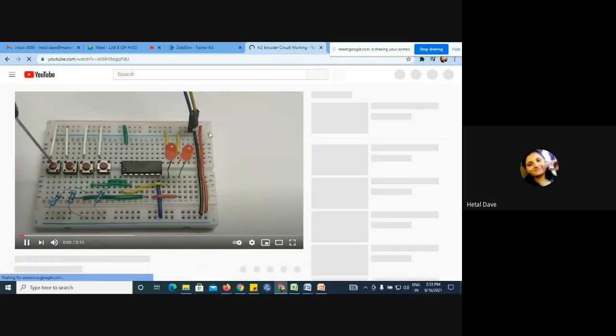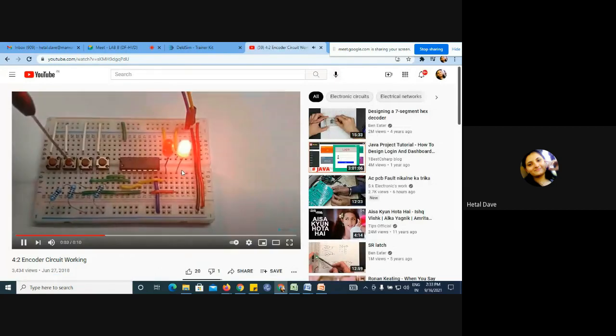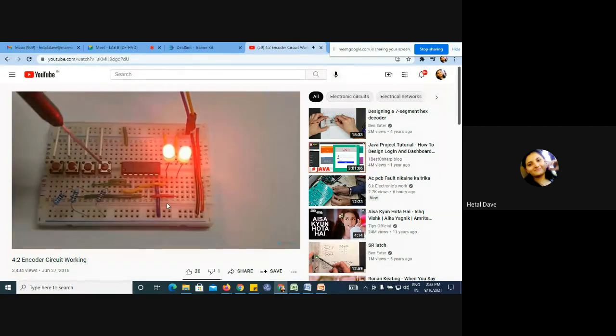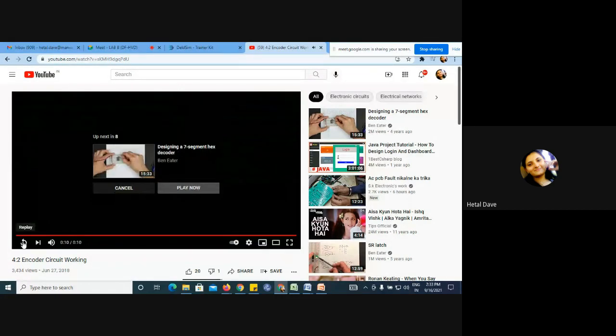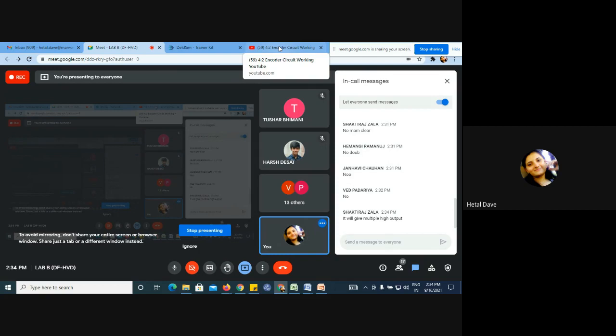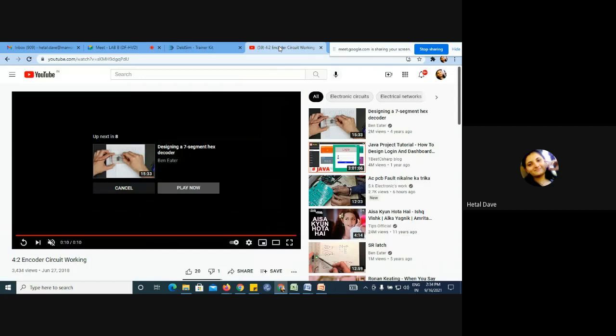To understand encoder, please observe it. I would like to replay it. Is it visible? I have opened one YouTube video, a short animation kind of thing. Multiple high output. Shaktiraj, observe it again. Yes, good try, Shaktiraj. Observe it again. Observe input and output, and observe the output pattern carefully. Okay. See, observe it again.